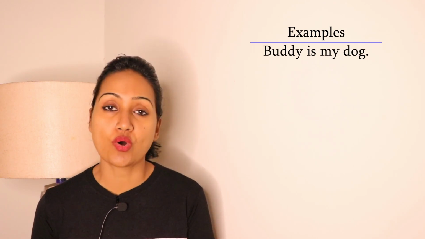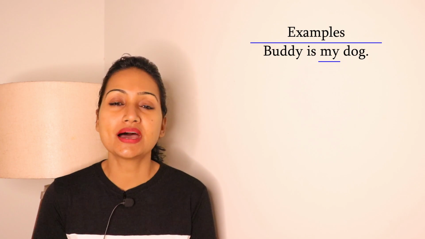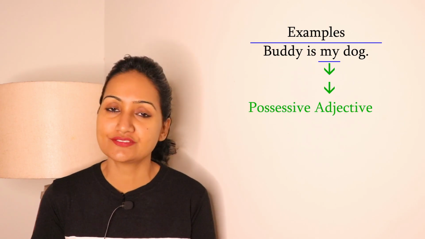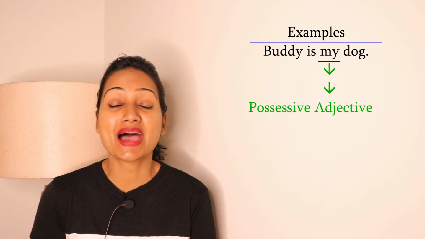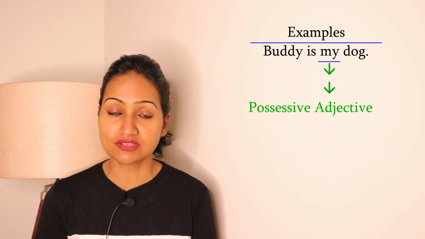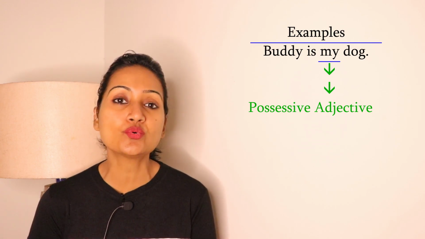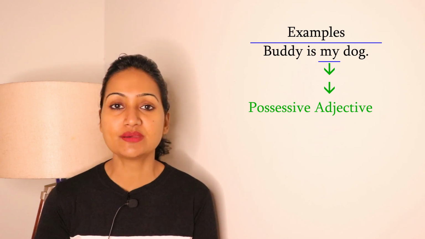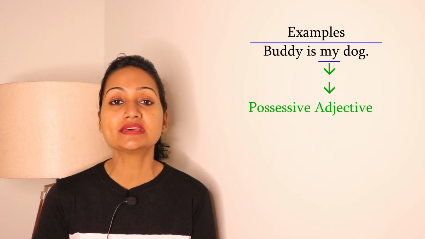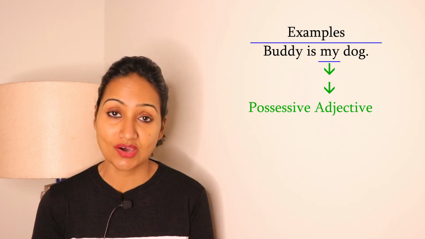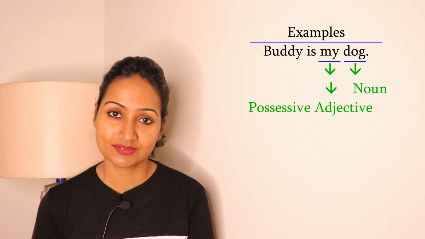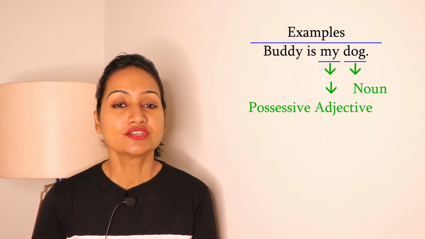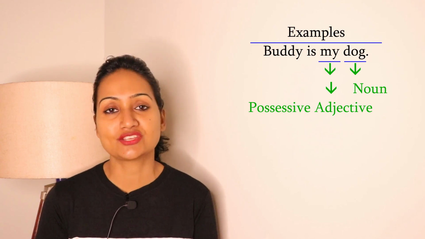Buddy is my dog. So in this sentence, my is again a possessive adjective because in my dog, it shows a possession, that the dog belongs to me. I own this dog. So my is a possessive and at the same time it is an adjective also because it is describing the noun, that's dog. My dog. So my is a possessive adjective.